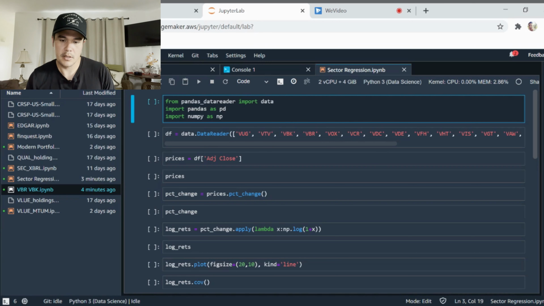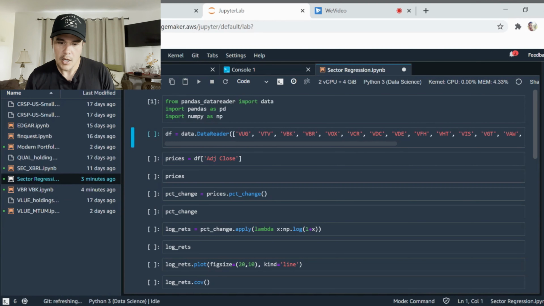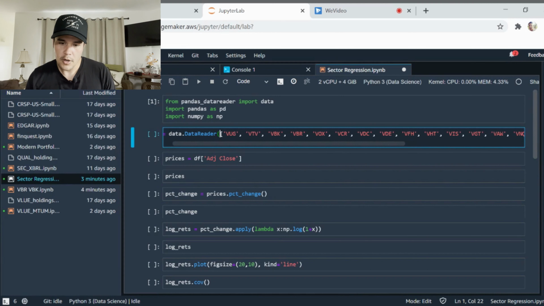We're going to use Pandas and NumPy for calculations. We are going to use the data reader to pull in several securities. So we are going to look at the Vanguard VUG, that is the growth fund. VTV is the Vanguard Value Fund. These are both large cap funds. We're also going to look at VBK, which is the small cap growth, and VBR, the small cap value. And we're going to regress that.